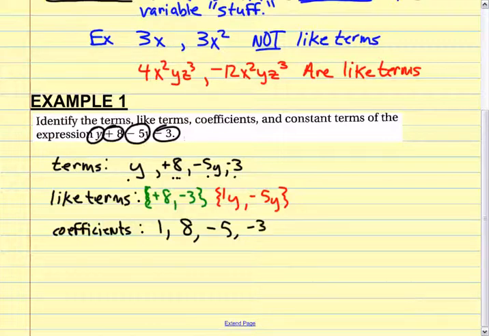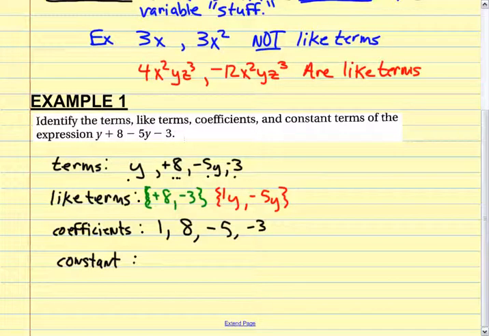Now, let's look at the last one here. It says the constant terms. You'll have to look at your notes. Raise your hand. Lou, can you tell me what the constant terms are? Plus 8 and negative 3. They don't have any variables. They're constant. They do not vary.